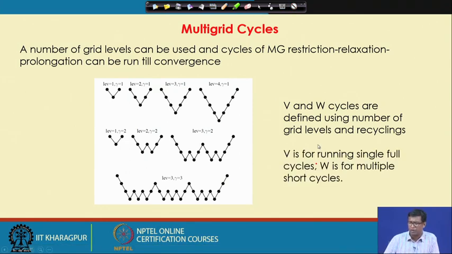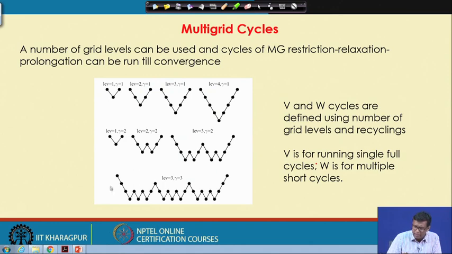V is for running a single full cycle from fine to coarse, again fine to coarse, and W is for multiple short cycles from fine to coarser, and again coming back to fine, again going back to a little more fine, again coming back to coarse. These are called W cycles. Both these cycles are used depending on the application, the type of matrix, the computational requirements, etc. Both these cycles can be used for different purposes.